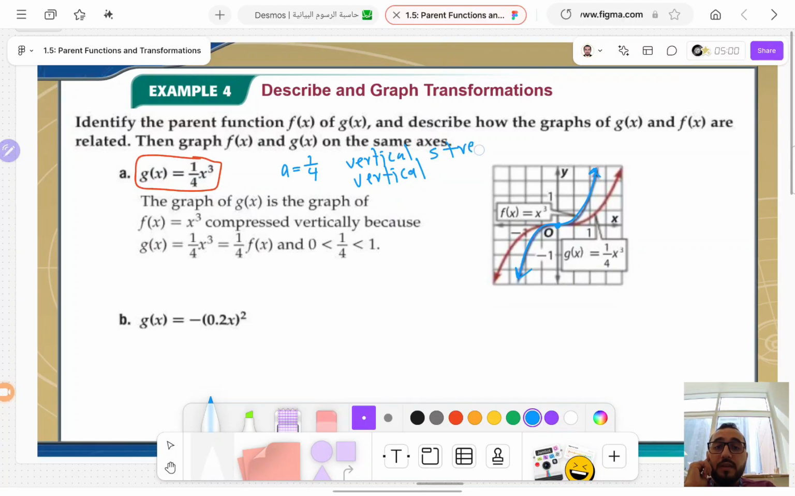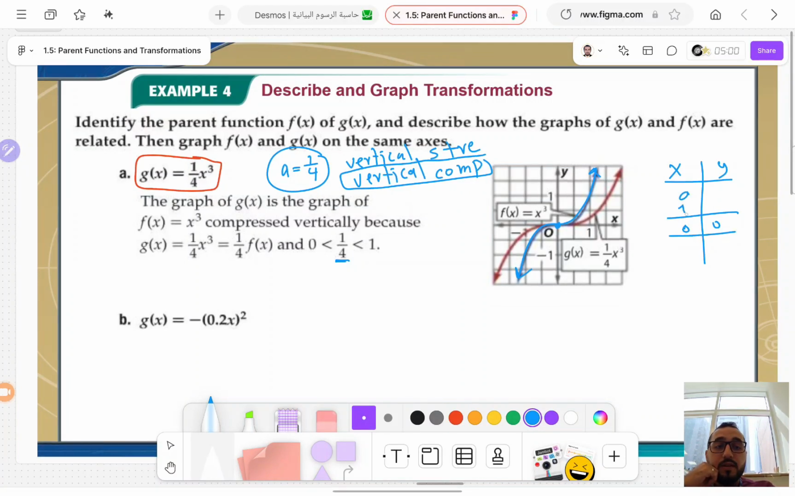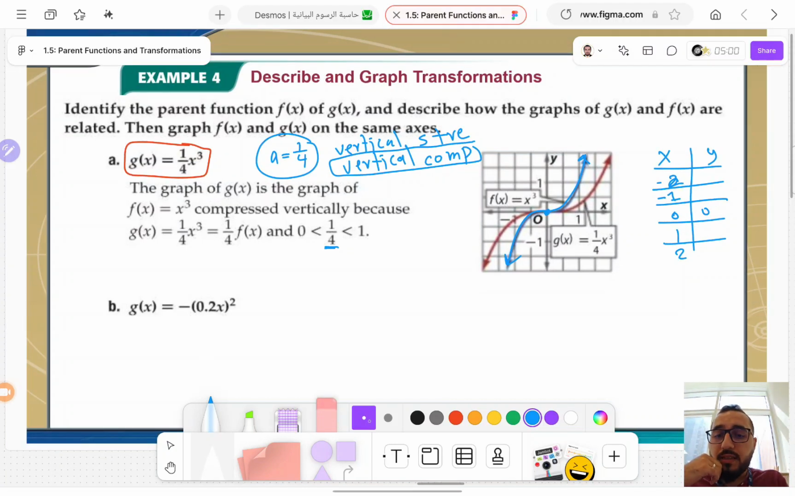Okay, and because a here is a fraction, so of course it will be what? Vertical compression. Okay, so vertical compression 1 over 4, which is between 0 and 1. And you can just make a small table of x and y to graph the cubic function. You can just pick 0, put 0 and 0 in the middle, pick 2 points less than 1, negative 1, negative 2, and pick 2 points greater than 1 and 2. The second function, let's graph it together.